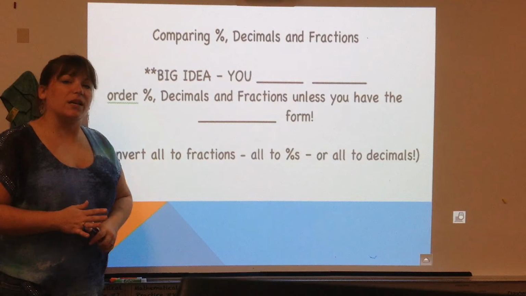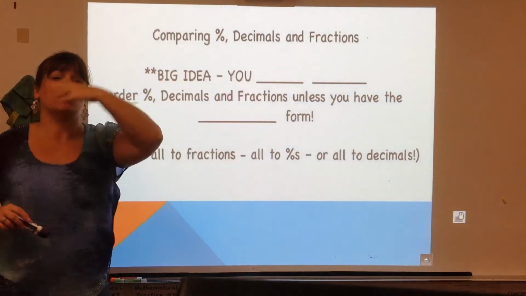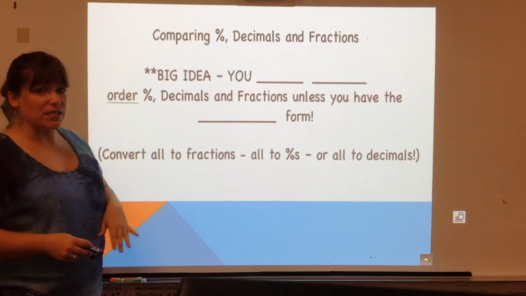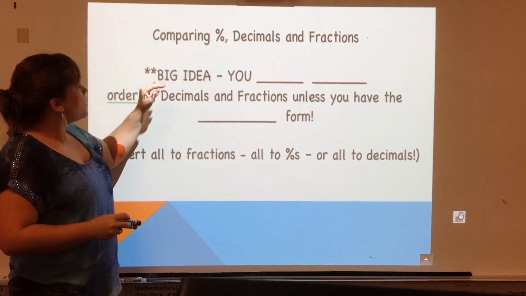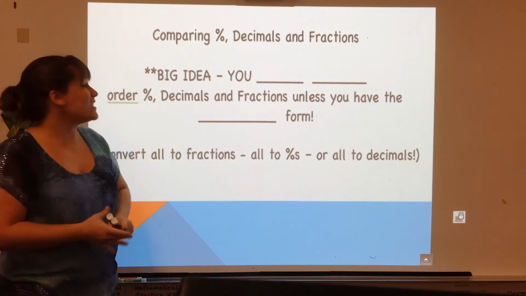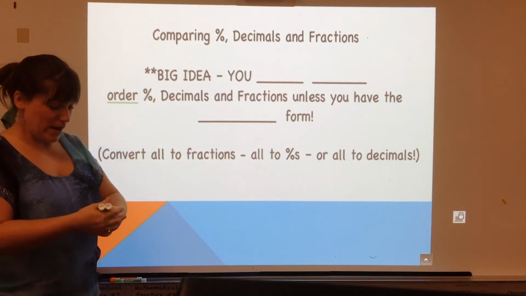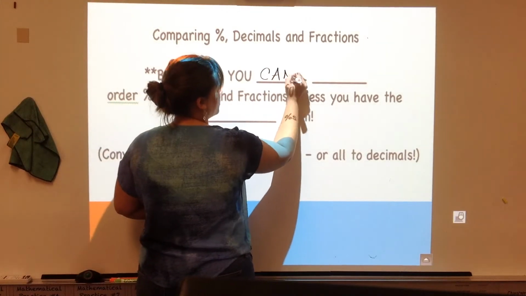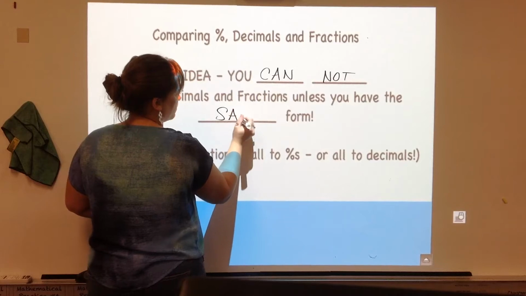Now our second page, that golden page, is going to be dealing with percents, decimals, and fractions, and how we compare those. The big idea, sorry for my green squiggle, I think it's a typo, it's not. The big idea is that you cannot order percents, decimals, and fractions unless you have something, so I want you to put in cannot. You cannot order unless you have the same form.